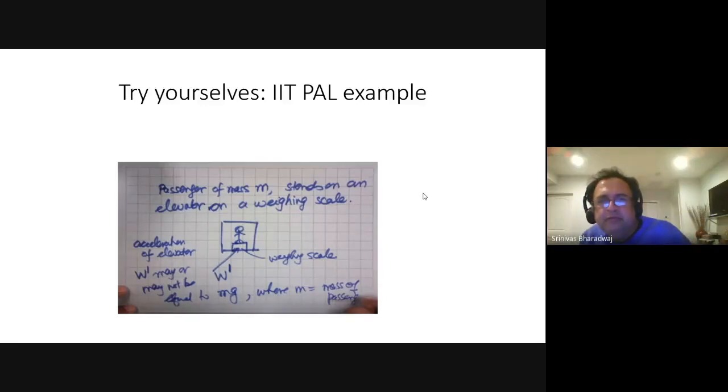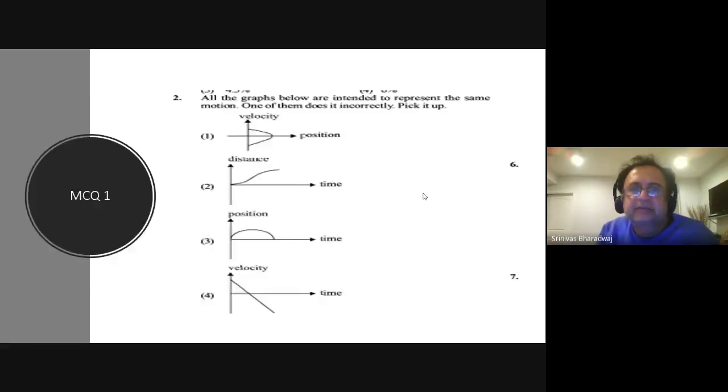A passenger of mass m stands on an elevator, right. So now you try to understand what happens when the elevator starts accelerating, right? What all happens? So draw all the free body diagrams. Try to understand it first as you are viewing it from an inertial reference frame. You're a person sitting outside, and then you watch it drop with a certain acceleration.